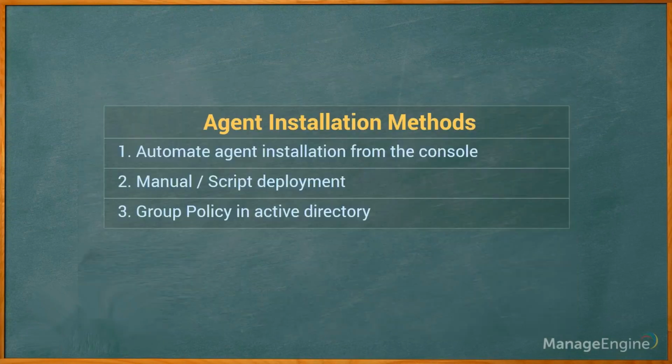Agents can be installed on the client machines in multiple ways. First, from the console, you can push the agent to the client machines, or you can download and install the agent manually or by script deployment. Also, you can install agents via Windows group policies. So if you're using Active Directory in your Windows network, you should be able to leverage that by deploying agents using group policy.